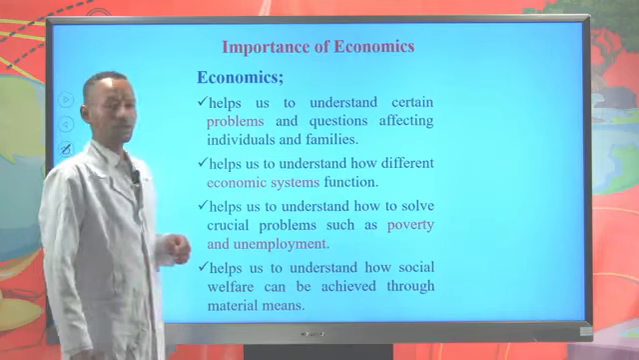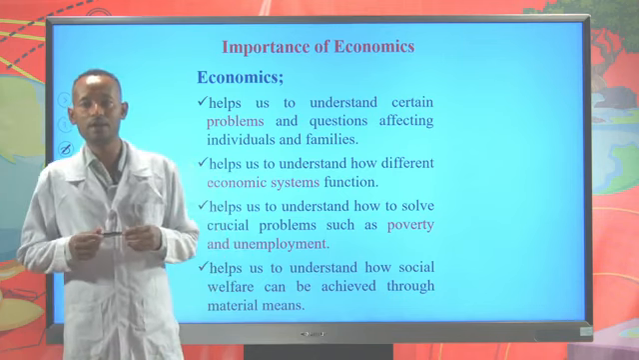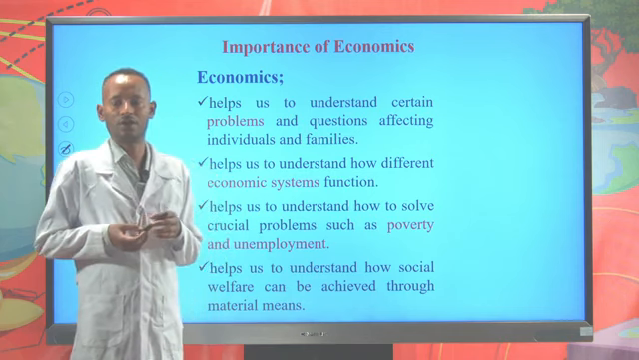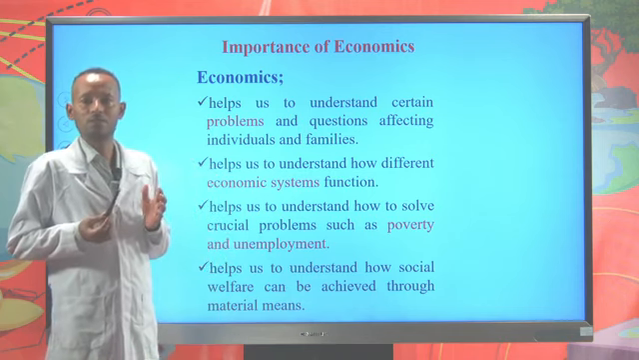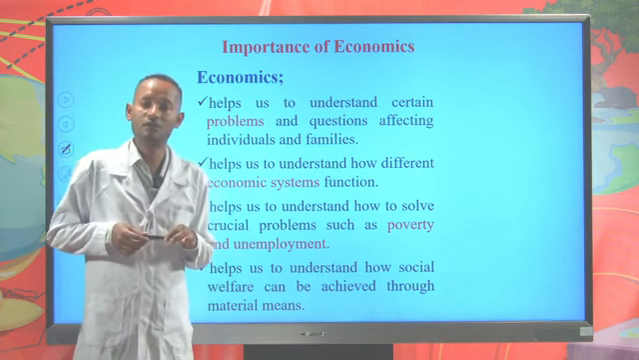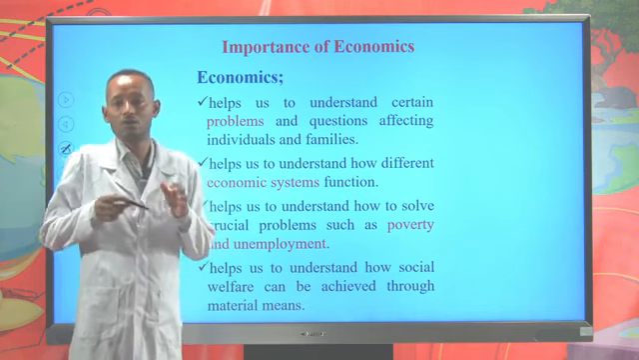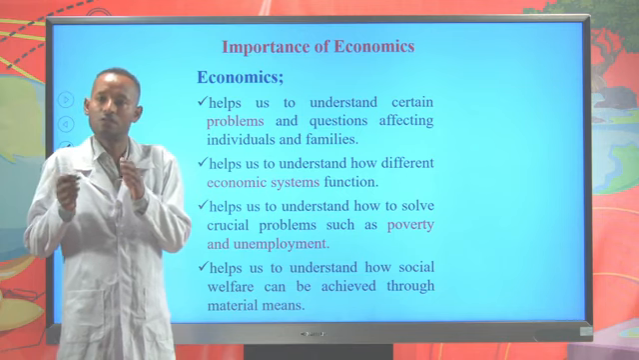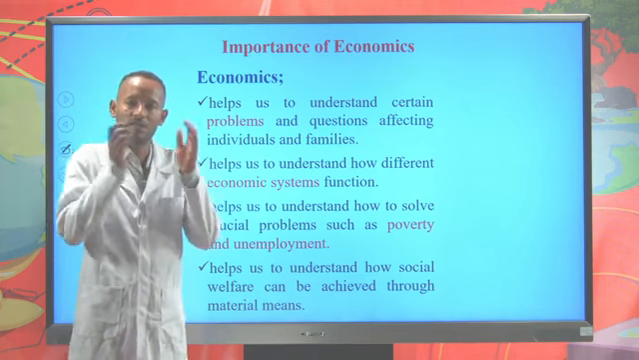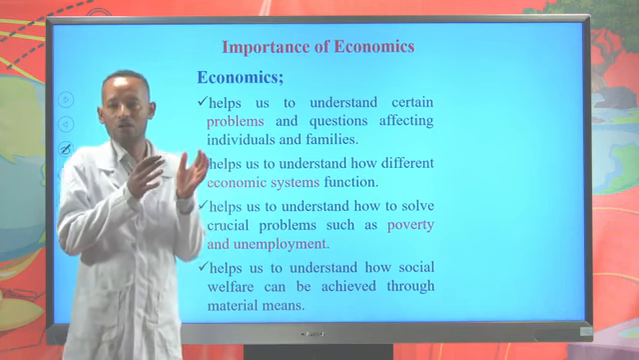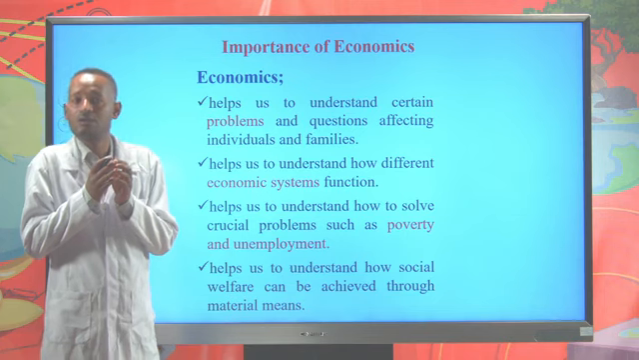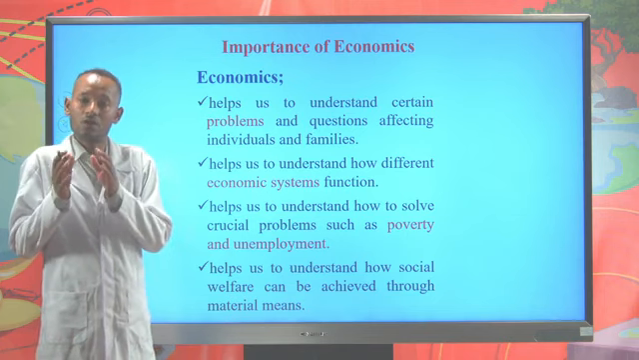Next, let's see the importance of economics. Why do we study economics? What is the importance of economics? First of all, economics helps us to understand certain problems and questions affecting individuals and families, and also the society. It helps us to understand the major problems that affect individuals, society and families, and it also provides the possible solutions for these problems.